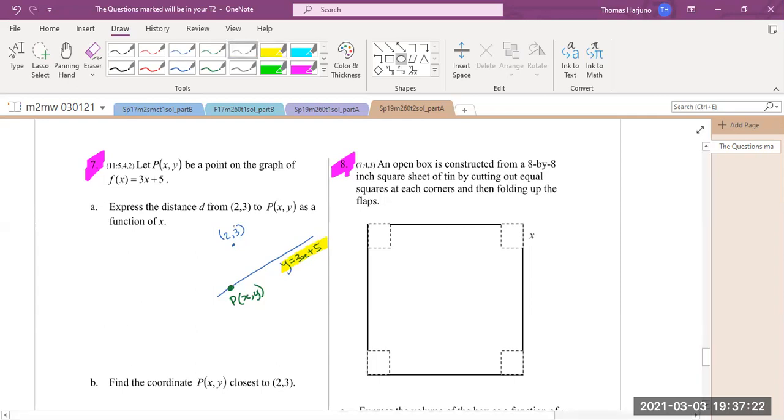Okay, now take a look at the distance. So distance squared equals (x minus 2) squared plus (y minus 3) squared. That's the distance squared, right? Now I will substitute the y by 3x plus 5. So d squared equals (x minus 2) squared plus (3x plus 5 minus 3) squared.